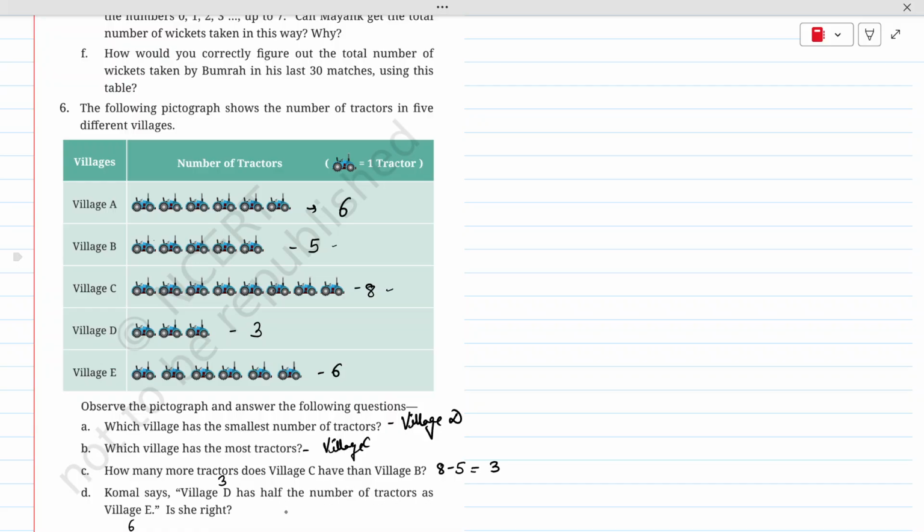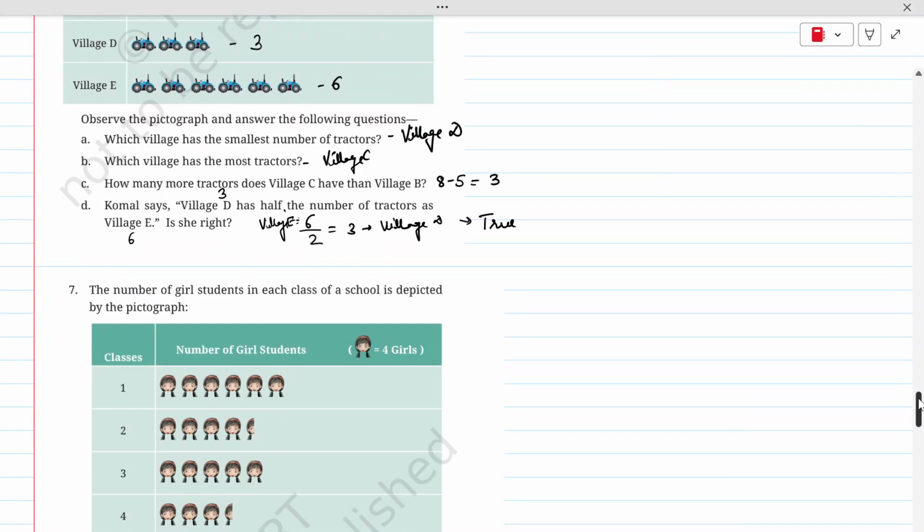Is this right? So kids, if we take half of 6, we will get 3, and 6 belongs to village E given to us, right? And 3 belongs to village D. So this is true, right? This is true. That means village D has half the number of tractors as village E. Okay, so we will write true. Yes. So this is very easy. I hope this is clear.